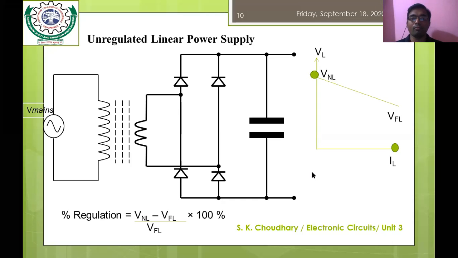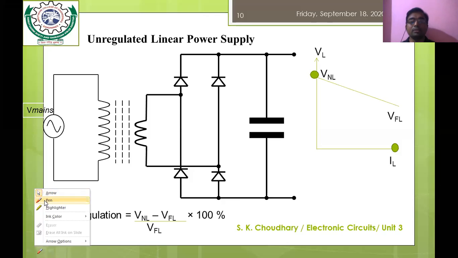The levels of the voltage could vary, so its performance is not up to the mark. For that purpose, to measure its performance, we use the concept of percentage regulation of the unregulated linear power supply. You can see the formula mentioned here. Everyone note down this formula of percentage regulation for the unregulated power supply.